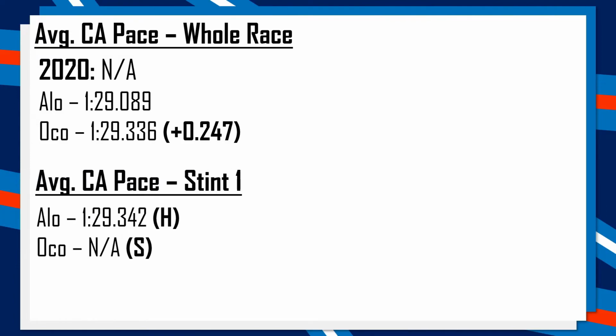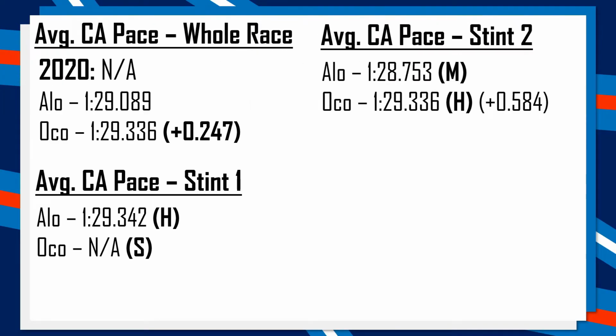With stint number 1, Ocon wasn't able to set any clean air laps on his softs, with Alonso running deep into the race on his hards. Then in stint number 2 they switch, Alonso goes onto the mediums and Ocon onto the hards, and there is an almost 6 tenth difference between the two drivers.